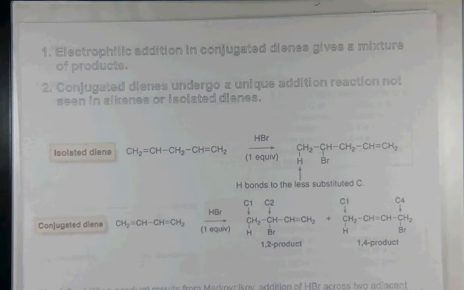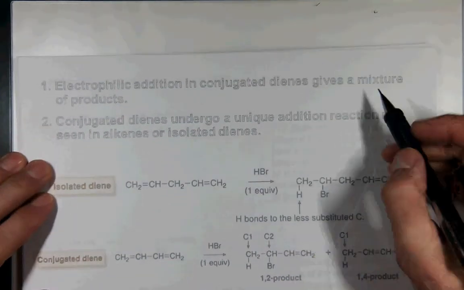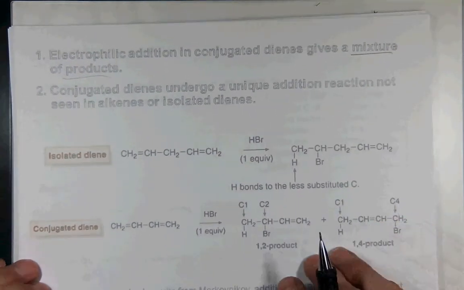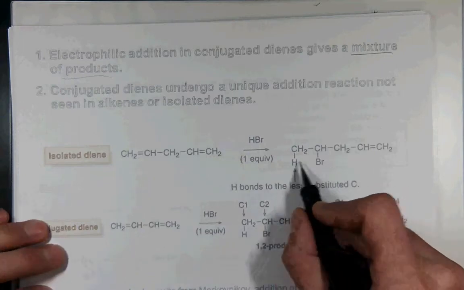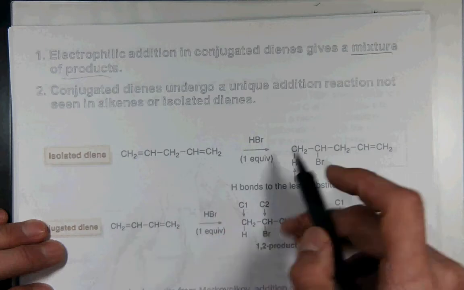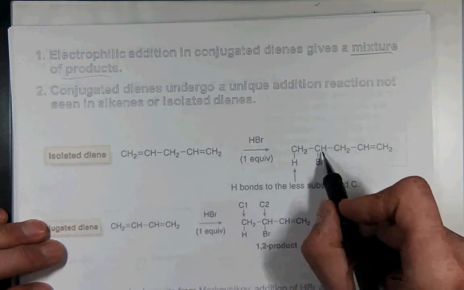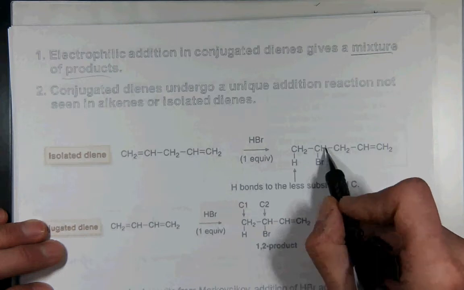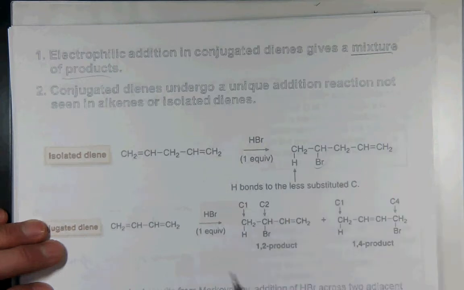Now, with conjugated dienes, you're going to get a mixture of products. With isolated dienes, you don't. With an isolated diene, we're just going to add one equivalent, so we add it across one of these double bonds, not both, and you just get one product. Remember the more stable carbocation: this is a secondary carbon, so we've put the bromine here, not on the end.